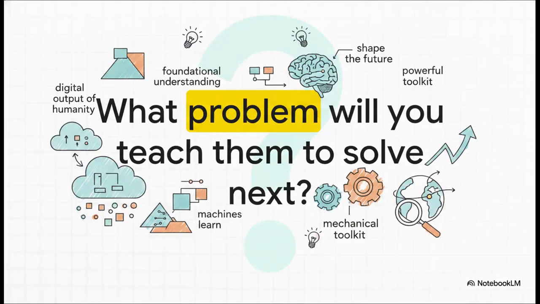And there you have it. You now see right past the illusion of magic, straight to the actual mechanics of how machines learn. We aren't limited by human labeling anymore. We can leverage the entire digital output of humanity to train these systems. So the only question I have left for you is, what problem are you going to teach them to solve next?